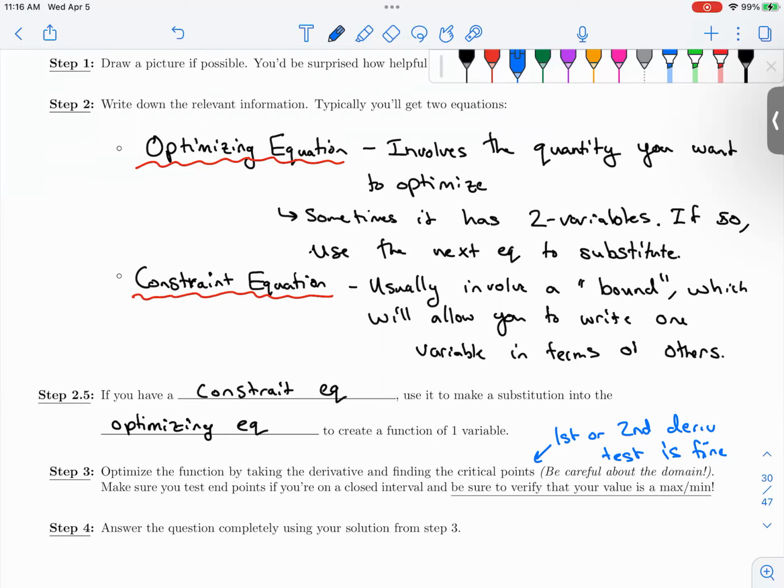Did we do one of these kind of with the computers? Kind of, yes, but that was the one that was an absolute extreme one. And that one didn't have a constraint equation. It already gave us a function. But yes, that was an optimization problem as well.